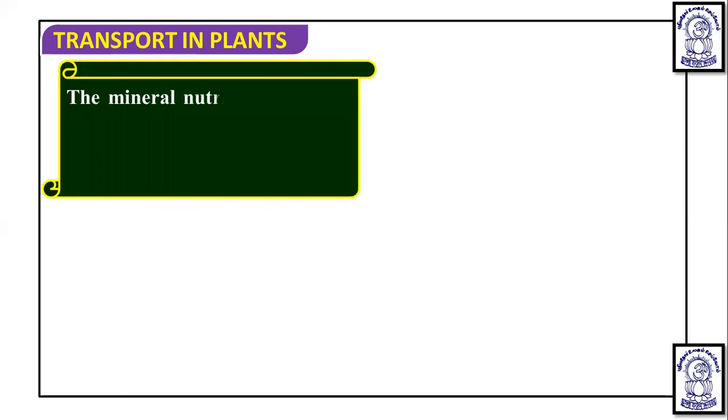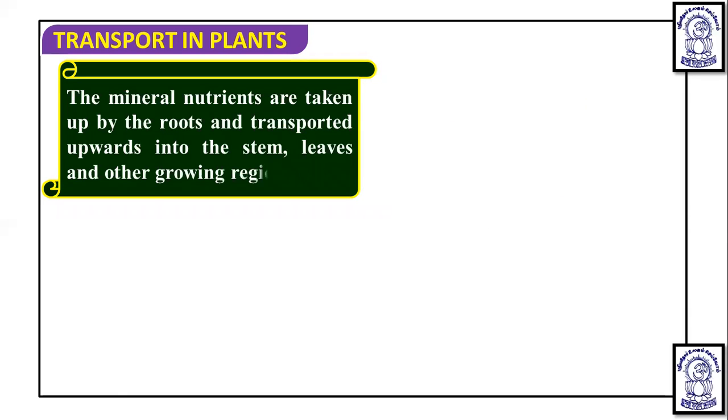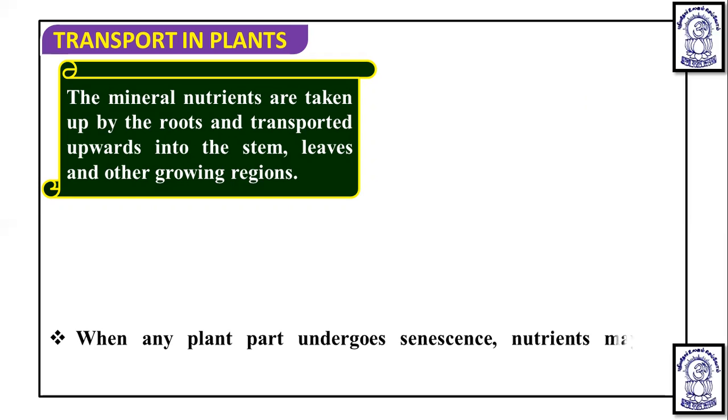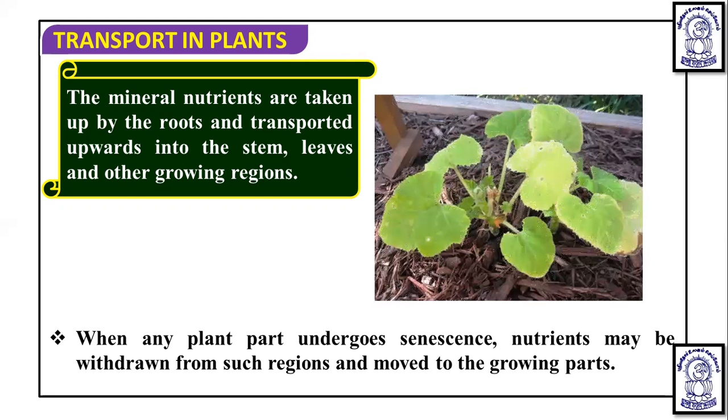Okay. So, in phloem, we can say they show bidirectional or multidirectional transport, and the mineral nutrients are taken up by the root and transported upward into the stem and leaves and other growing regions. When any plant part undergoes senescence, when it is going to die, the nutrients are withdrawn from such a region or exported and moved to the growing parts. Suppose a leaf is dying, then it will export its nutrients.